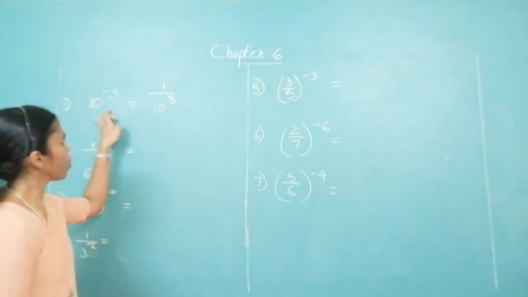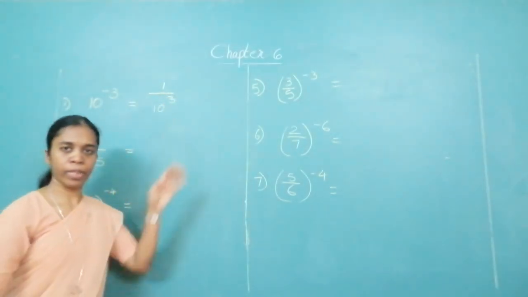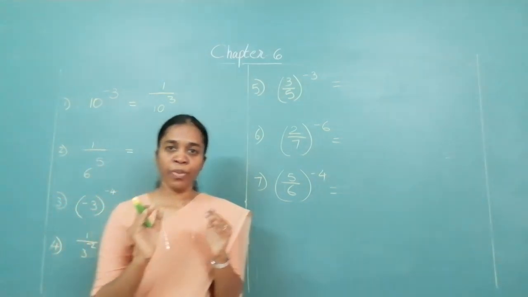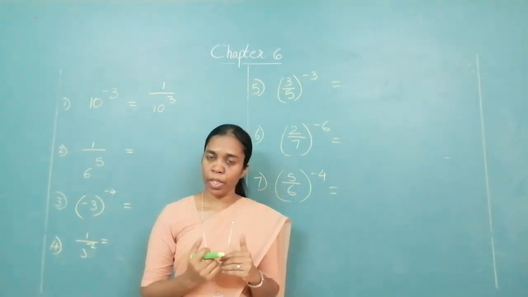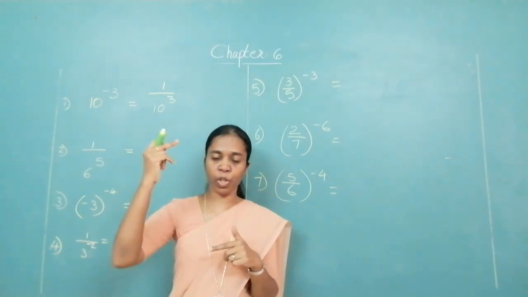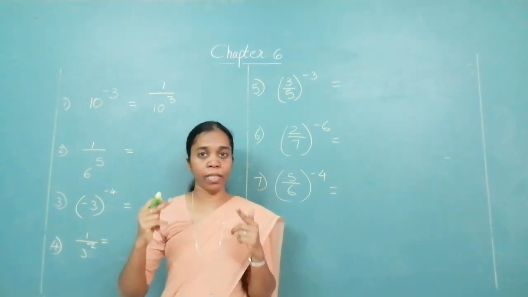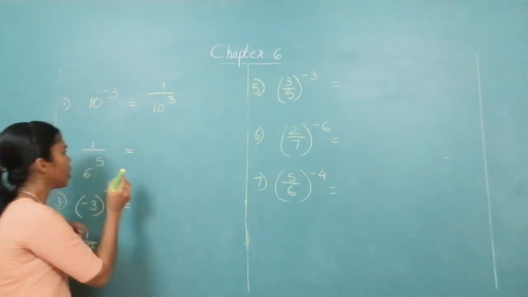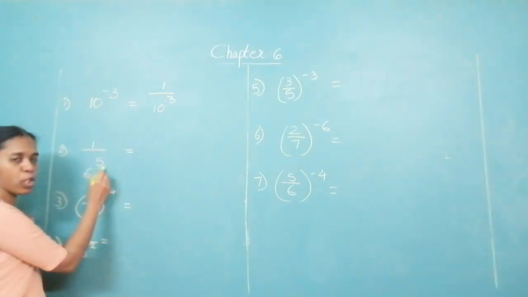Means what was in the numerator, I brought it to the denominator. It is like this: if it is in the numerator and you bring it to the denominator, then the sign changes. So from numerator to denominator, denominator to numerator, the sign changes. Please remember that. So look here, 1 upon 6 raised to 5.